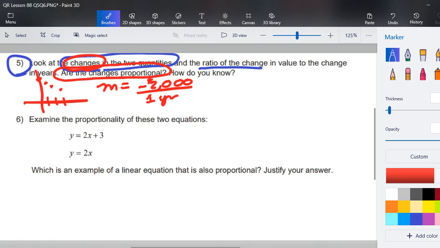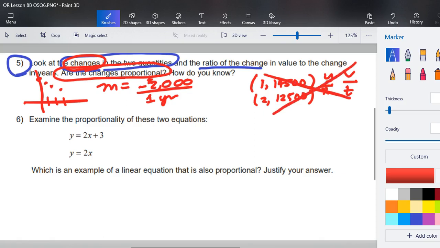look at the changes in the quantities and the ratio of that change in value to the change in the years. Are those changes proportional? Yes, the changes are proportional. The quantities themselves are not proportional when we look at them as a coordinate, like (1, 14.5) and (2, 12.5). When we looked at them as y over x, or the value over the time, this was not proportional, but the changes between them, those changes are proportional.